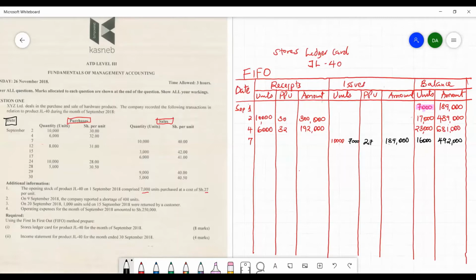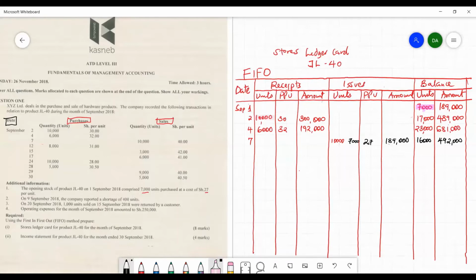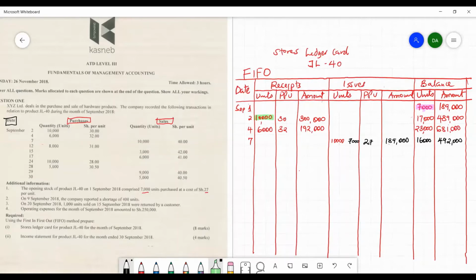Next, we need to issue 3,000 more. And for us to issue 3,000 more, we're going to issue the 3,000 from the next batch in the store. The next batch in the store is this batch, which was having 10,000 units. So from the batch of 10,000 units, we can issue 3,000. So we have an issue of 3,000 units, each equal to 30 shillings. Now 3,000 by 30 will be 90,000. Now we deduct 3,000 from 16,000 so that we have 13,000, and deduct 90,000 from 492,000 so that we have 402,000. That is about the issue on 7th.